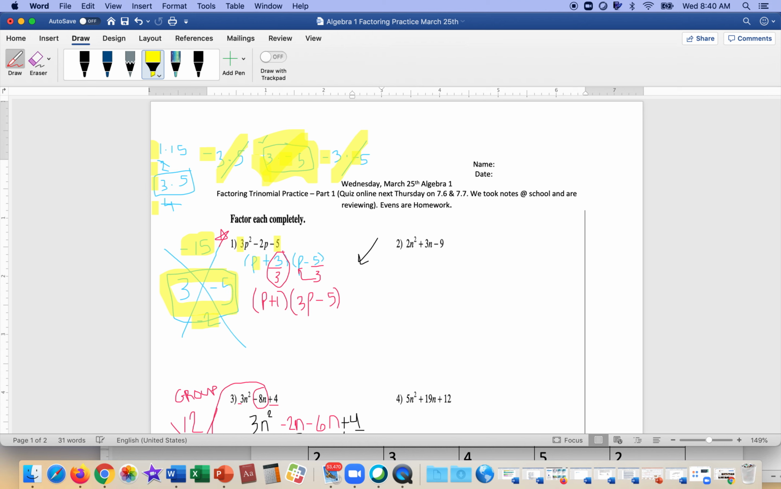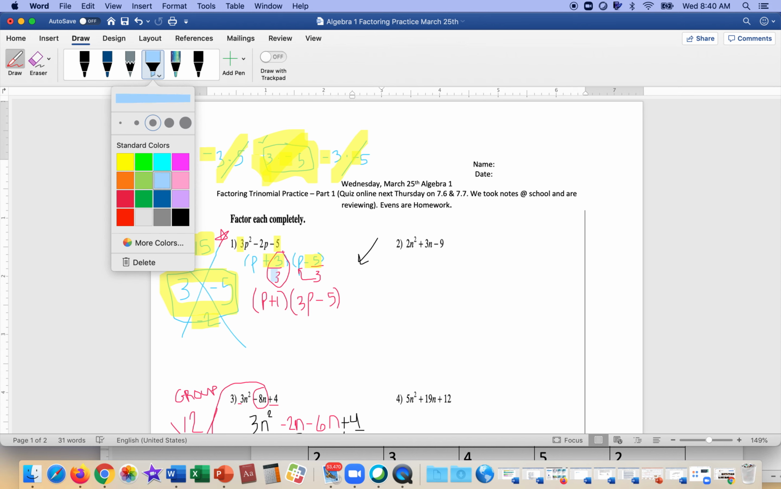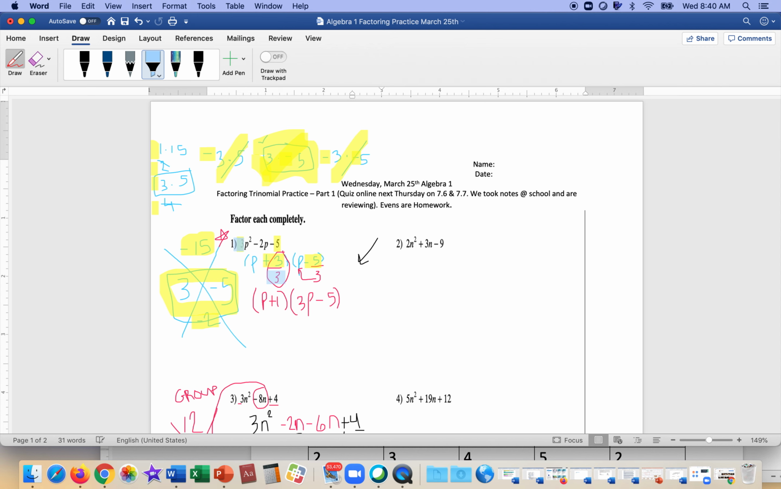I did factors, so p plus 3, p minus 5, over the front number, over the 3, right, that's the front number. Simplify if you can, so 3 over 3 became 1. Factors over front, simplify. Now over here, 5/3 didn't simplify, so then the denominator comes in front of the p. So that's why the 3 came in front of the p, and then it's 3p minus 5. So that's your final answer.